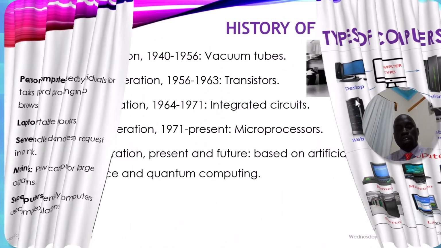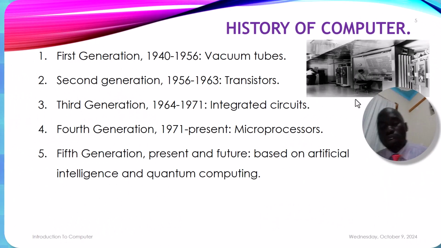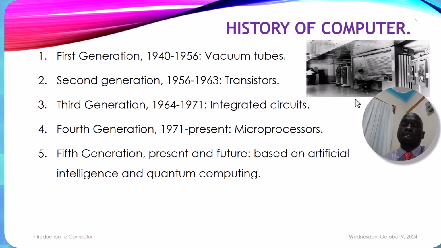And then the next thing is we're going to look at the history of computer before computer now becoming the way it is now. There are a lot of series of development it has gone through. We had the first generation between 1940 to 1956. It was vacuum tubes. It looks like this, something very huge, which you cannot place it just in a small room. But now you know what I'm talking about.